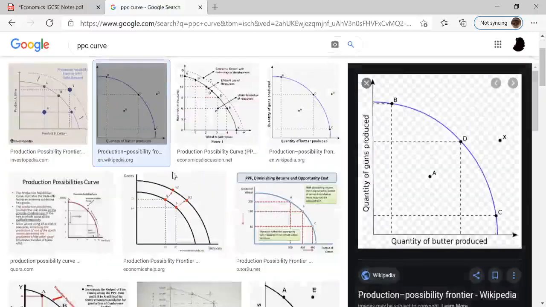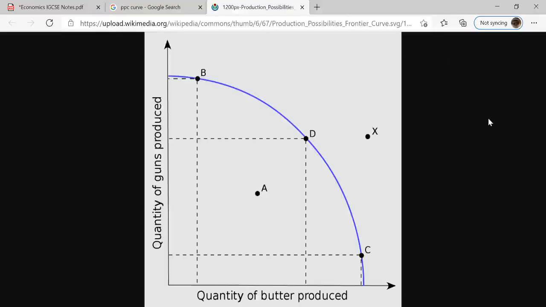Okay, let's see this example. This is a production possibility curve. It shows that suppose you have two options, you can produce guns or butter.